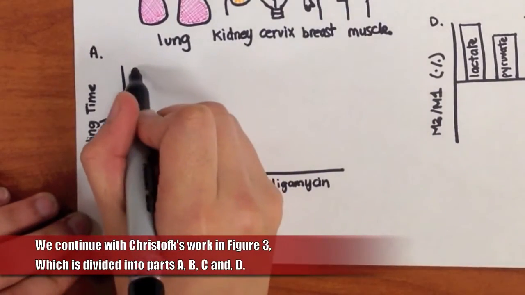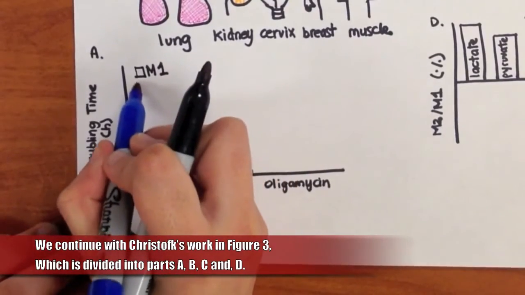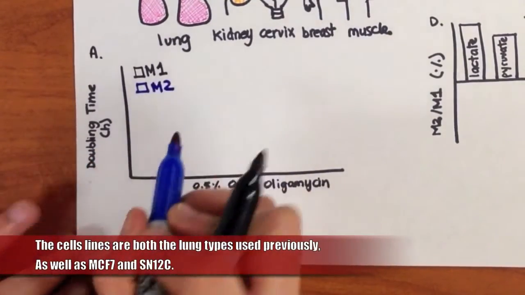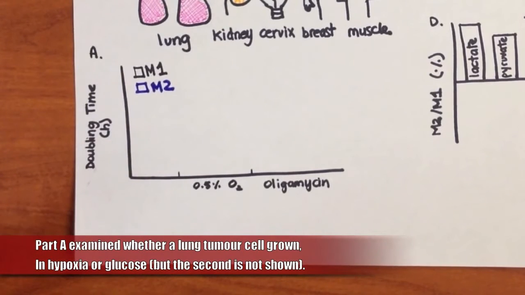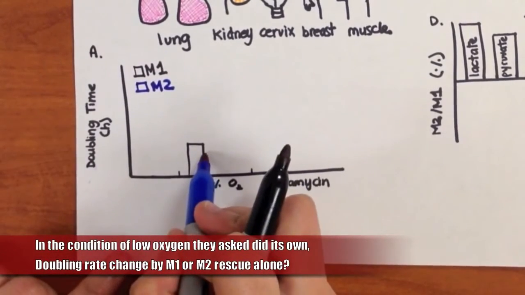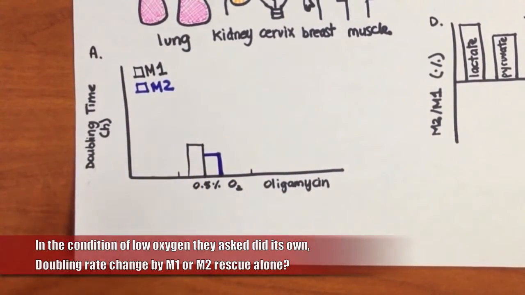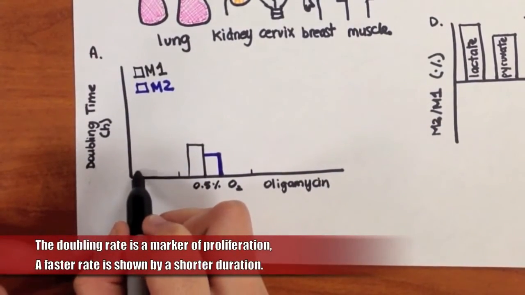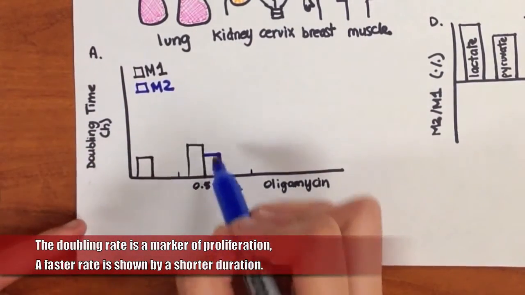We continue with Christofk's work in Figure 3, which is divided into parts A, B, C, and D. The cell lines are both the lung types used previously, as well as MCF7 and SN12C. Part A examined whether a lung tumor cell grown in hypoxia or glucose, but the second is not shown. In the condition of low oxygen, they asked, did its own doubling rate change by M1 or M2 rescue alone? The doubling rate is a marker of proliferation. A faster rate is shown by a shorter duration.